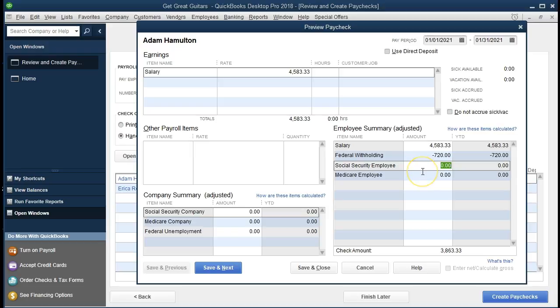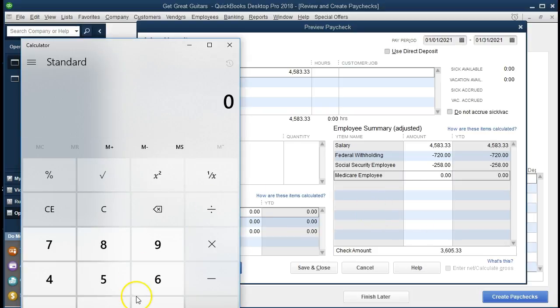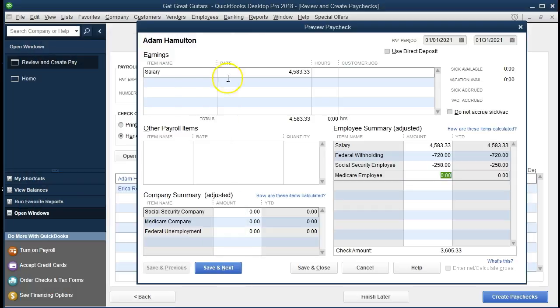So we have that, and then we have Social Security and Medicare that we need to withhold. So this is coming out of the paycheck, $258 for Social Security, and the Social Security is usually about 4583.33 times 0.062, and so it's going to be 6.2%. So that could vary from time to time. They might change the Social Security rate, but it's usually going to be more of a flat rate, so it's a fairly easy rate to calculate.